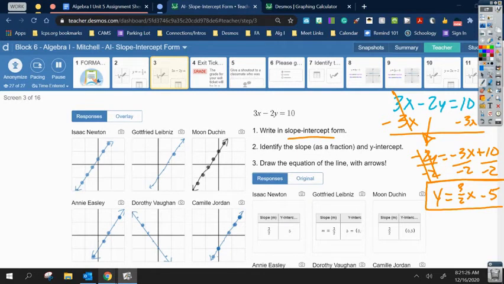So who did this correctly? Looked like Leibniz did it correctly. Annie Easley might have done it correctly. There are probably others down below. But your slope should have been 3 over 2, and your y-intercept should have been 0, negative 5. Again, you could verify this by graphing this in the Desmos calculator.